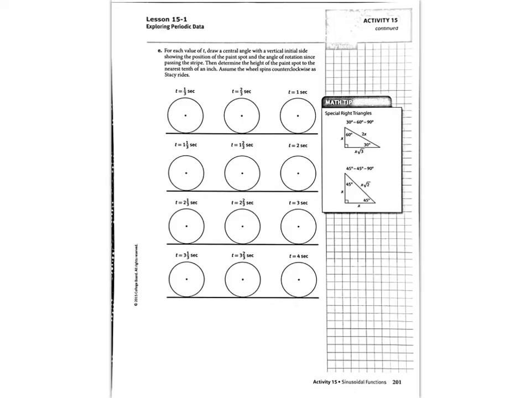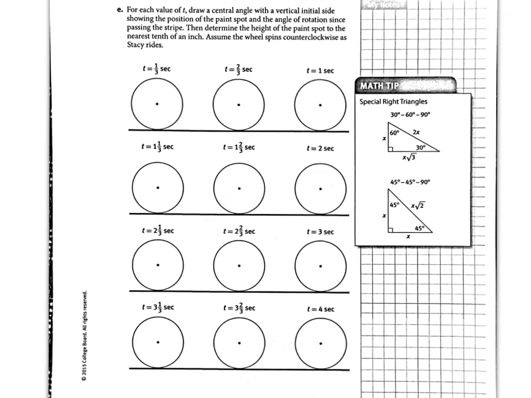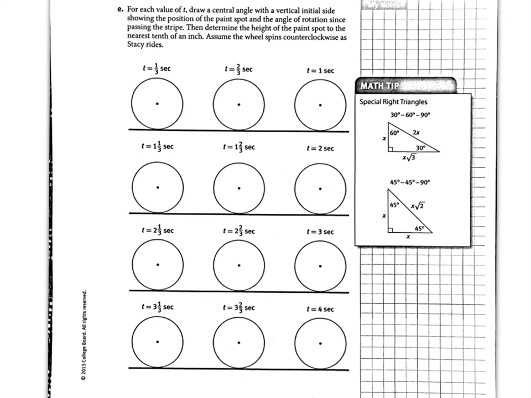So this page looks weird, but we are going to find the height of the paint spot at all of these times. Now we just did 1 1/3 seconds. We just did this one. So we know that 1 1/3 seconds is the same as 2 2/3 seconds, right? Because 2 2/3 would be here. So we just did these. We know these are 18 inches, so we don't have to do those.